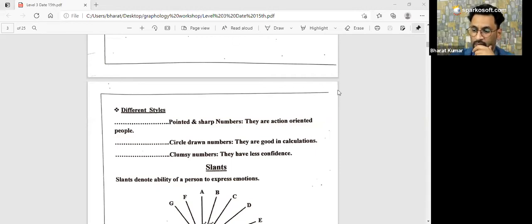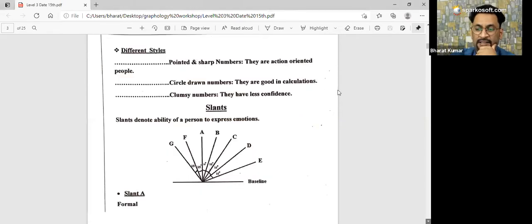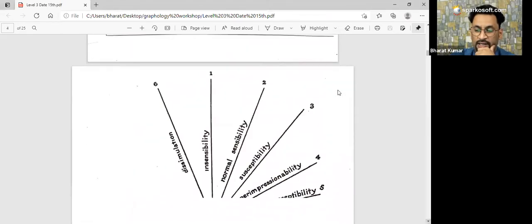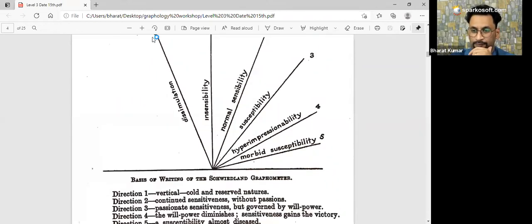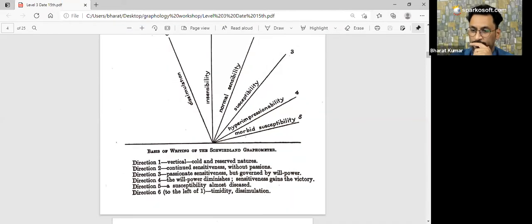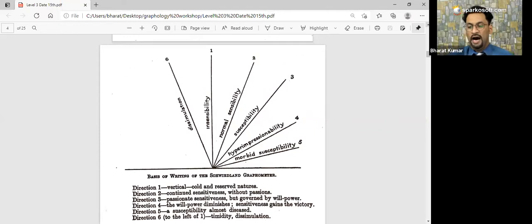Now, last time also I discussed about the slant. Let me show you some other pictures so that you can understand it more clearly. Now check this. On a page, you just have a central line, which is a horizontal line, and then there is a vertical line, line number 1. Now you can compare the alphabets using this sheet. If all the alphabets are in the straight line, line number 1, it tells about insensibility of that person.